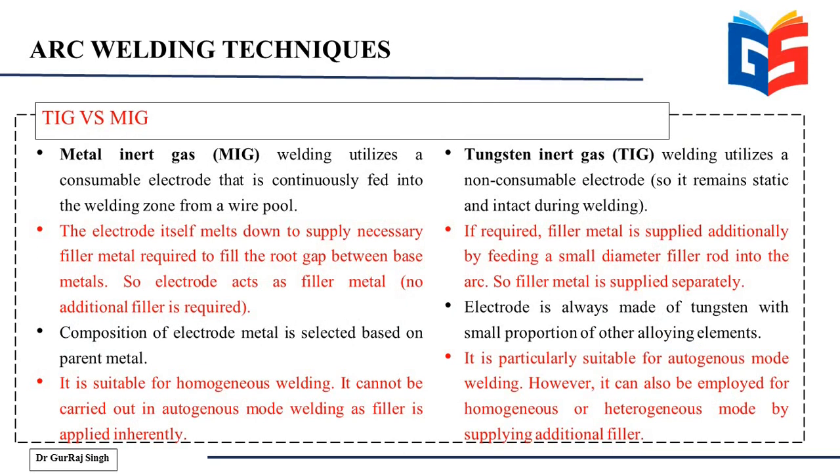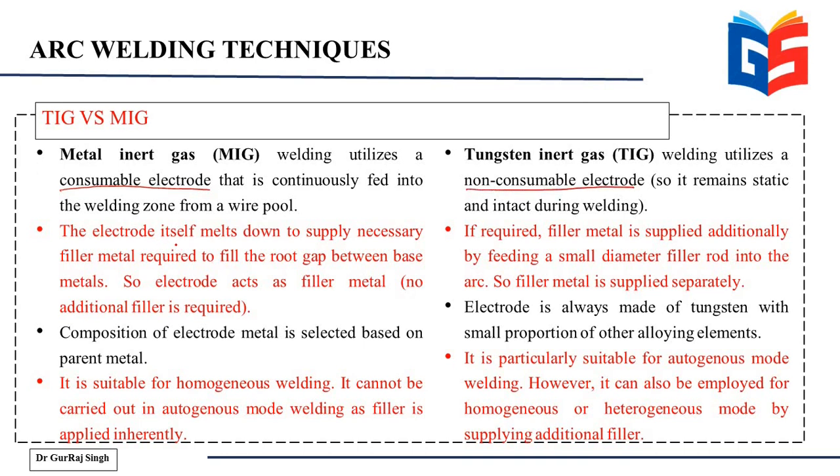Now we'll take a look at some of the key differences theoretically. First of all, in case of MIG welding, it utilizes a consumable electrode. That's the key point here. It uses a consumable electrode, while TIG welding uses a non-consumable electrode.